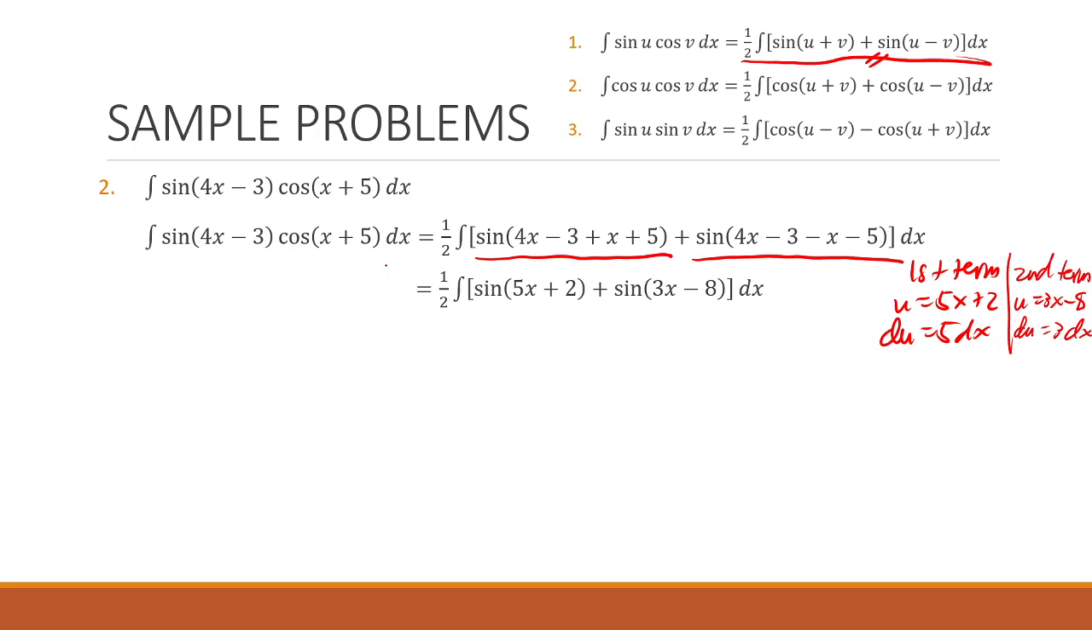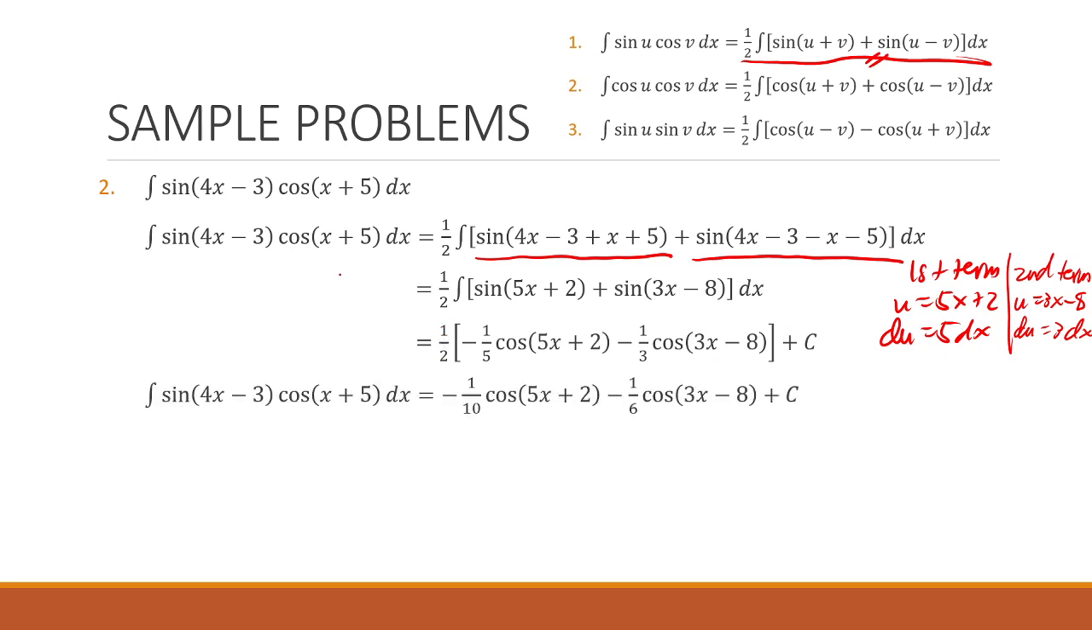Then, the integral of sine is negative cosine. So after applying u sub and the integral of sine, this will give us this expression. And then simplify, we can distribute the 1/2. And this is now our final answer.